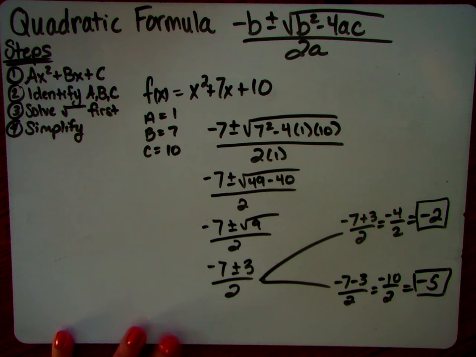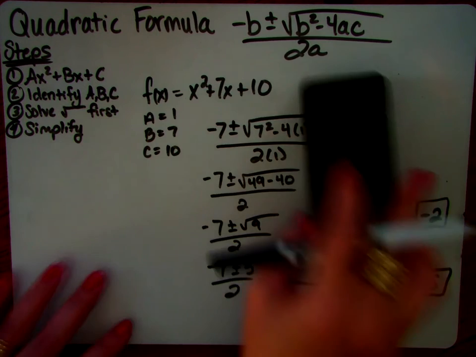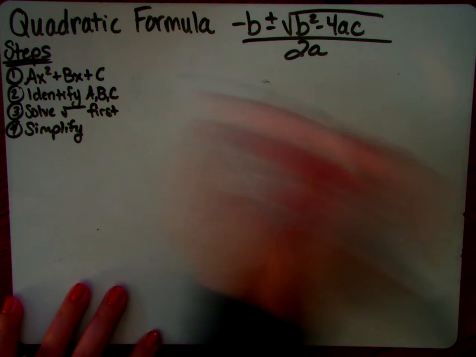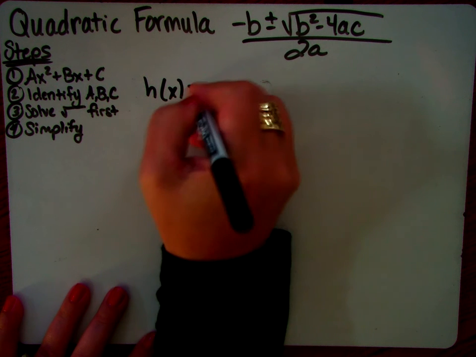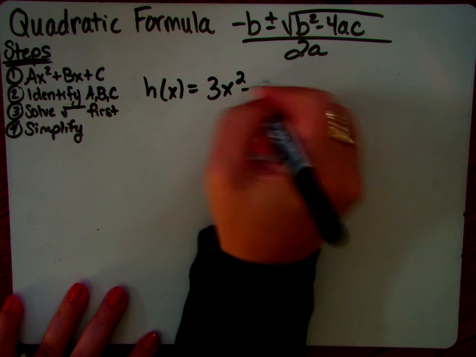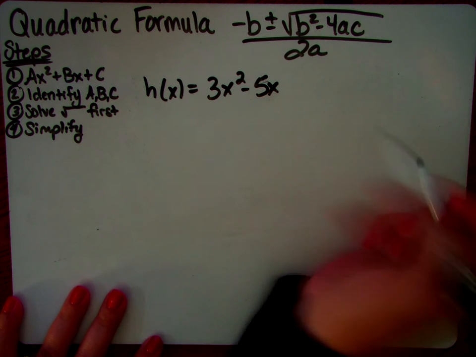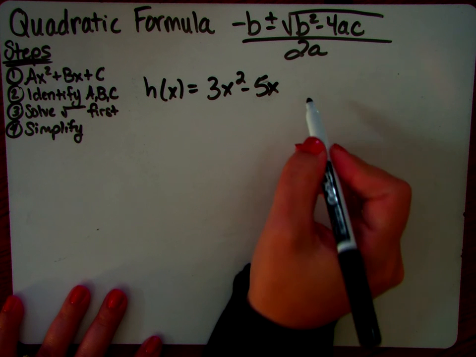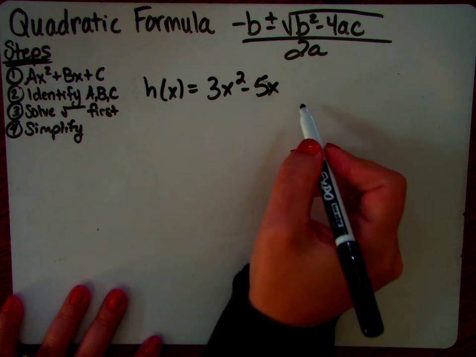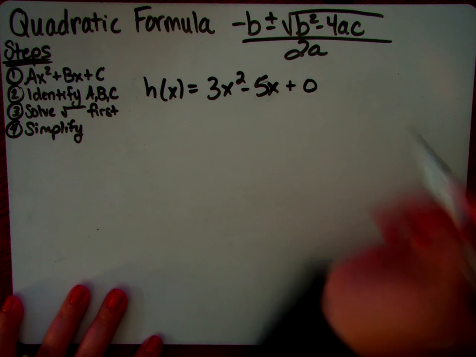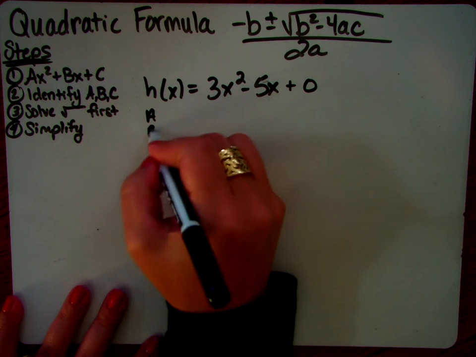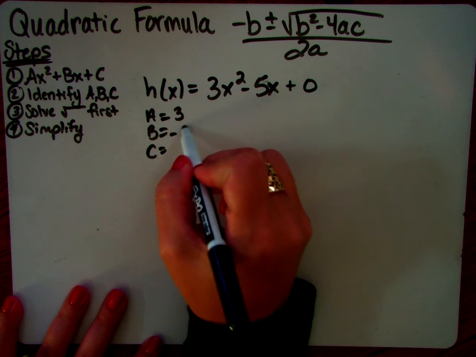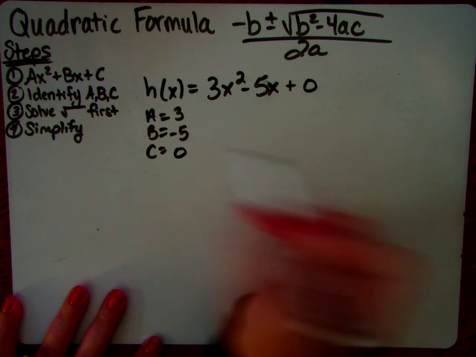Okay? All right, let's work on another one. We're going to follow our steps. This is going to be h of x equals 3x squared minus 5x. Okay. I see an x squared and I see an x. I don't have a c. So if there is no c, that means it's 0. So I can identify a, b, and c. A is going to be 3. B is going to be negative 5, and C is going to be 0.